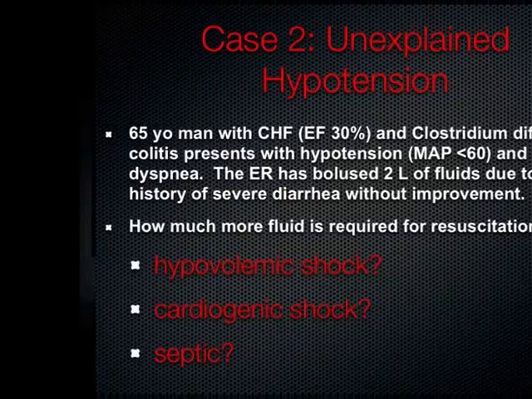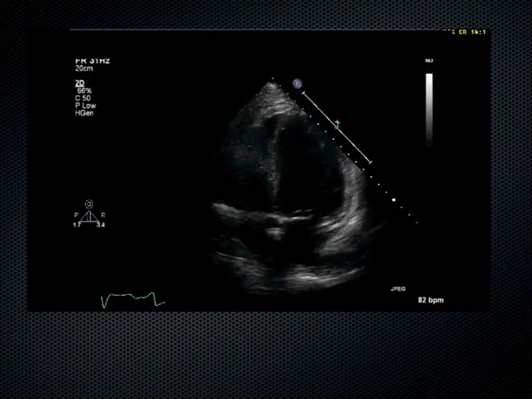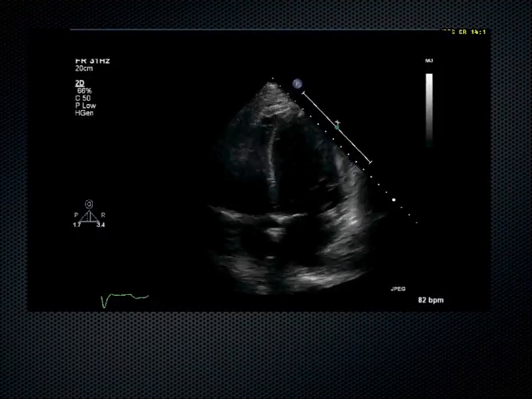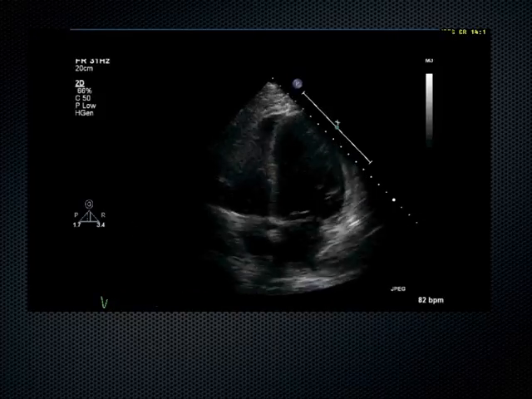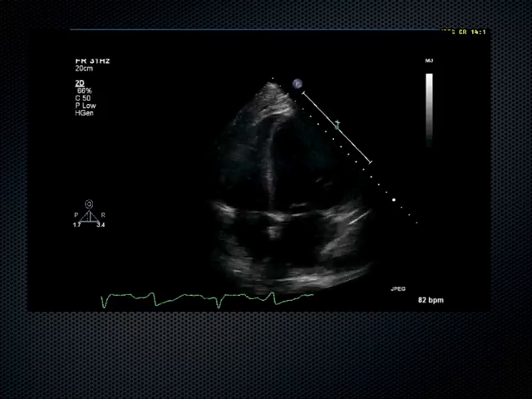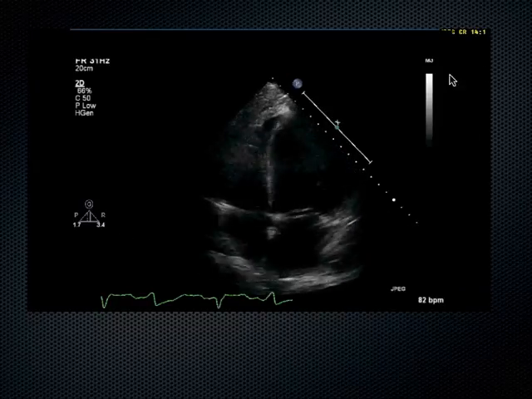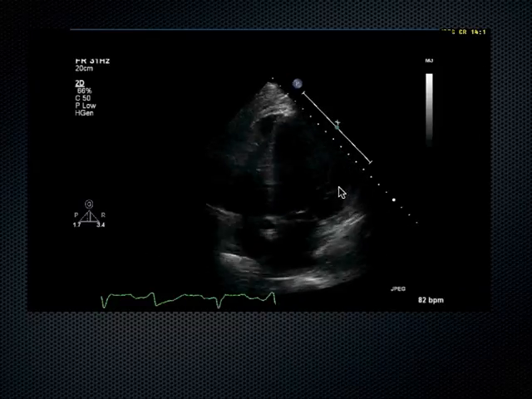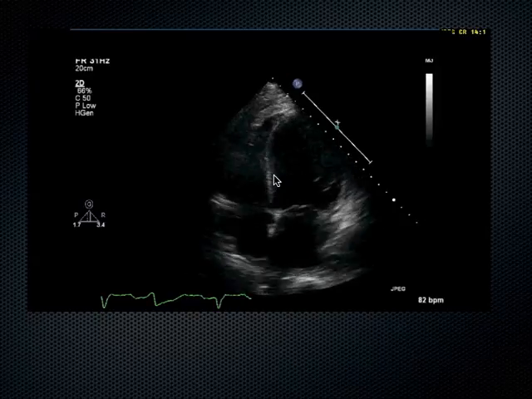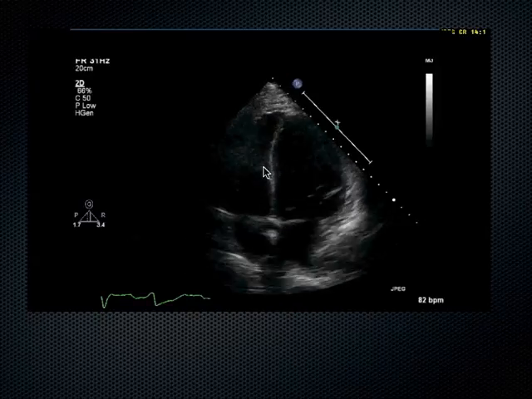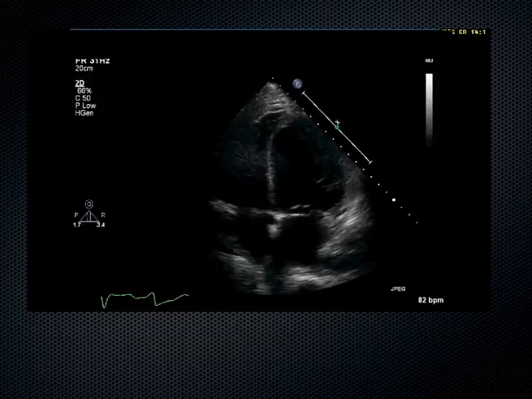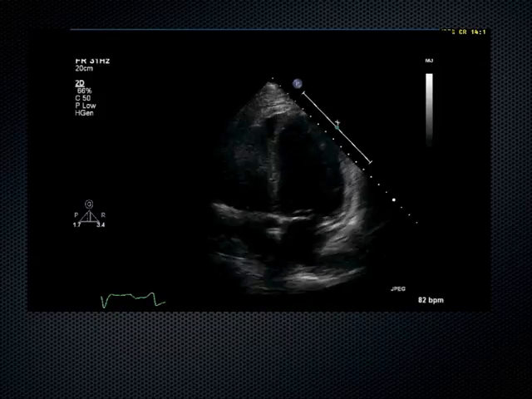And so what we find here is this is the heart. We look at the heart in this view, and we see that indeed there is not very good squeeze at all, that this patient in the apical 4-chambered view has a pretty severely decreased contractility. And there's almost no chamber size difference here between the diastole and systole.